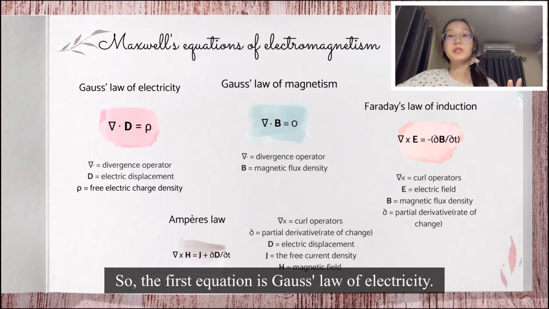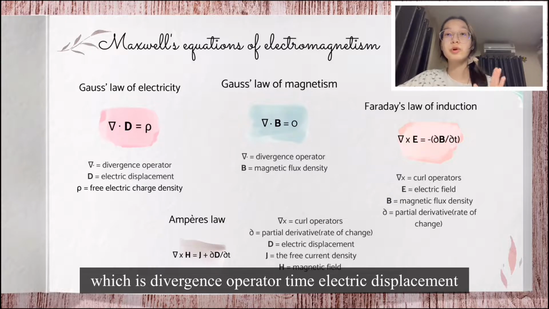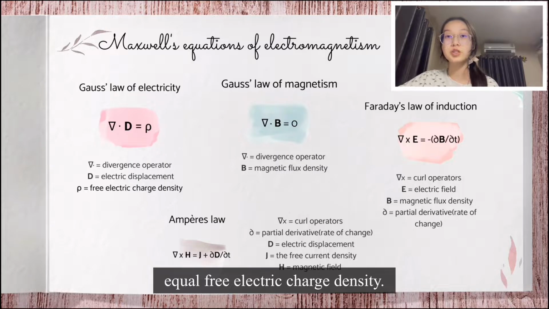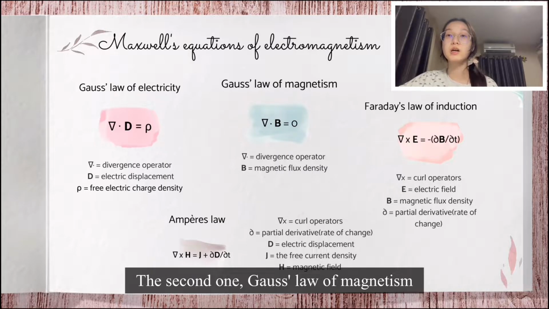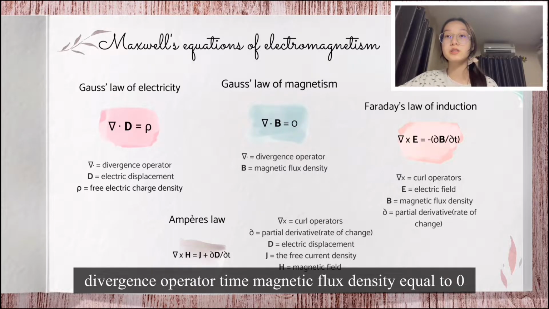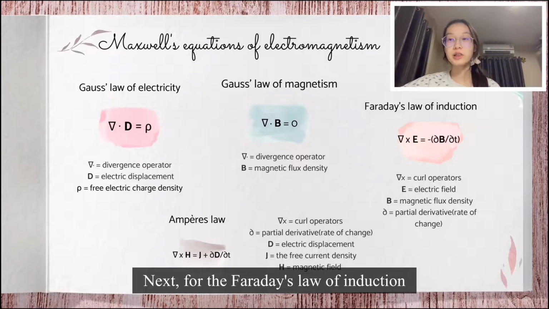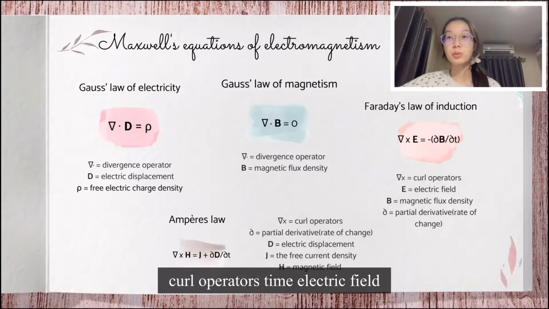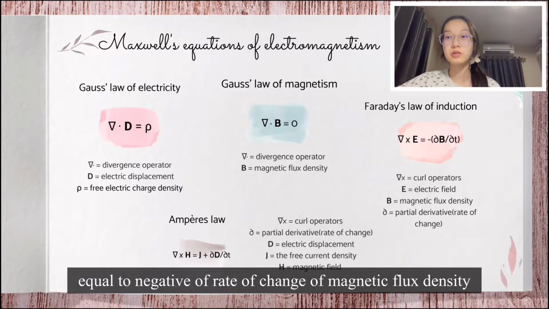So the first equation is Gauss law of electricity, which is divergence operator times electric displacement is equal to free electric charge density. The second one, Gauss law of magnetism, which is divergence operator times magnetic flux density is equal to 0.